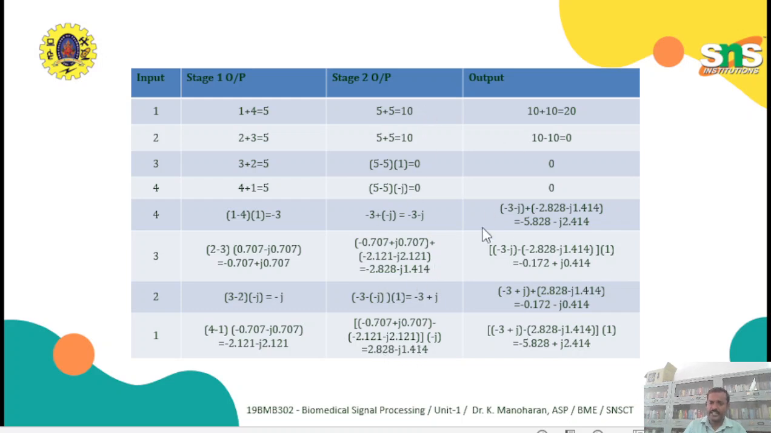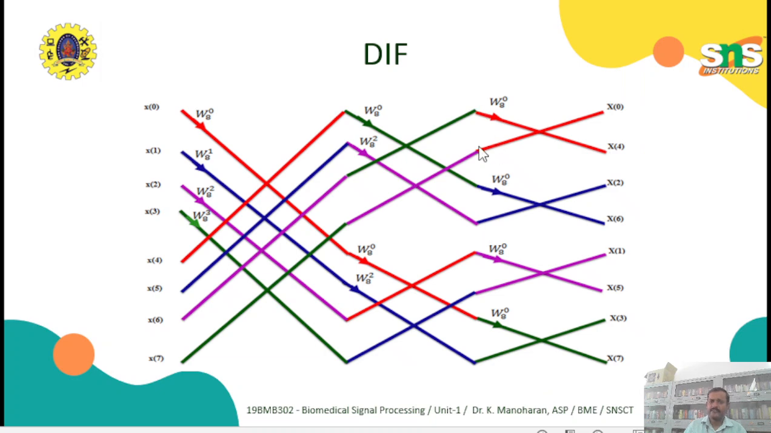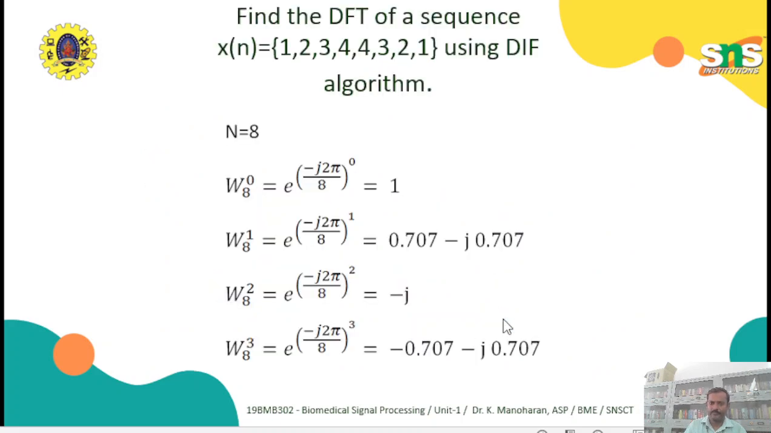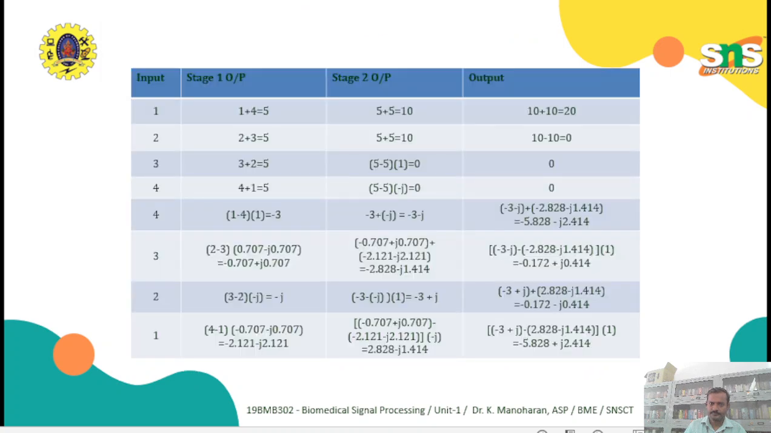Now come to the third stage. Look at this third stage. The first two inputs should be considered, then the next two inputs, and the next two inputs. All twiddle factors are simply 1 only. Look at this. First we have 10 and 10 as inputs. So 10 plus 10 is 20. 10 minus 10 into 1, so 10 minus 10 is 0 here. And then the second butterfly, both inputs are 0. So 0 plus 0 is 0. 0 minus 0 is also 0 here.